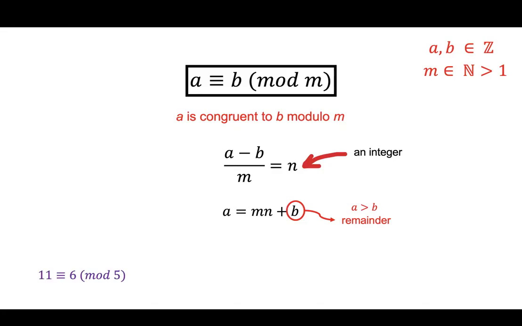This is an example using the notation. 11 is congruent to 6 modulo 5. If we subtract 6 from 11, we get 5, which is divisible by 5. Here's another one. 3 minus 29 is minus 26, which is divisible by 2.